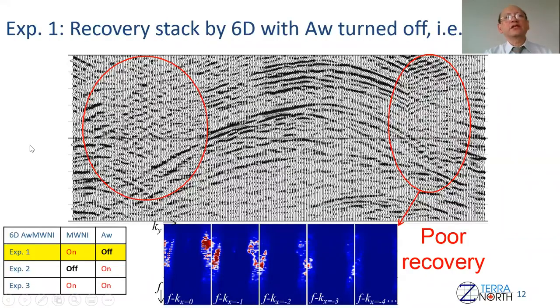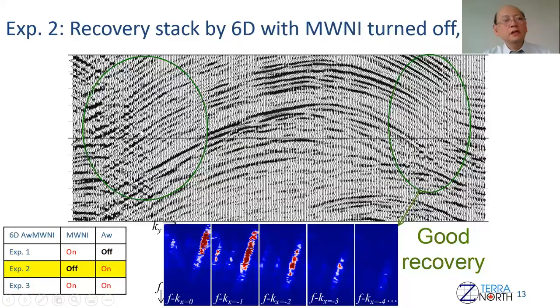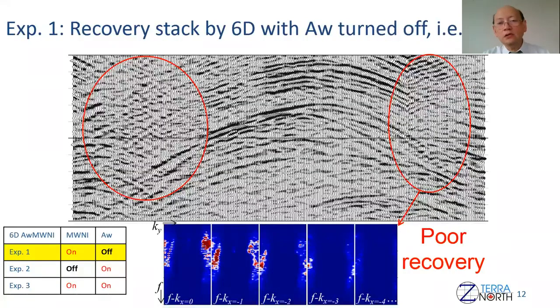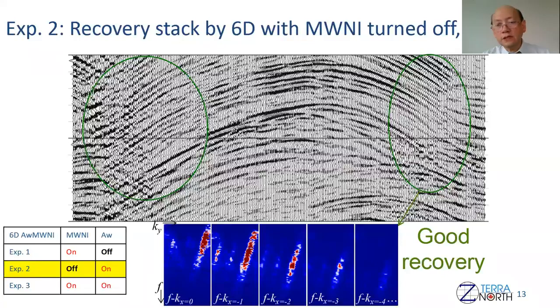Experiment 1, recovery stack by 6D with AW turned off and MWNI turned on. This is the 5D, industry 5D. You can see poor recovery within the red circle. Experiment 2 with MWNI engine turned off and AW on. This is the action of the AW only, the A^I. It gives a good approximation, a good recovery already, as you can see. This is MWNI only, and this is the AW only.